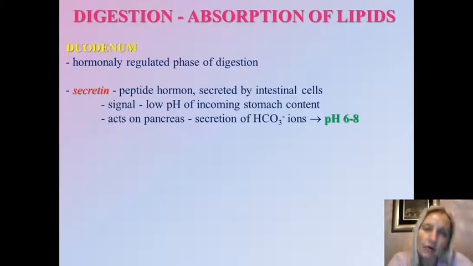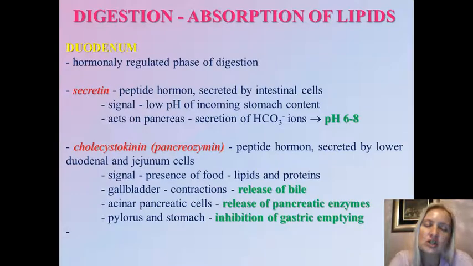The next hormone which is important to be mentioned here is cholecystokinin or pancreozymin, which is also a peptide hormone, but it's synthesized and secreted by lower duodenal cells and jejunum cells. And the signal for secretion of this hormone is the presence of food itself, especially the presence of lipids and proteins in the content. So this hormone has numerous points of action.